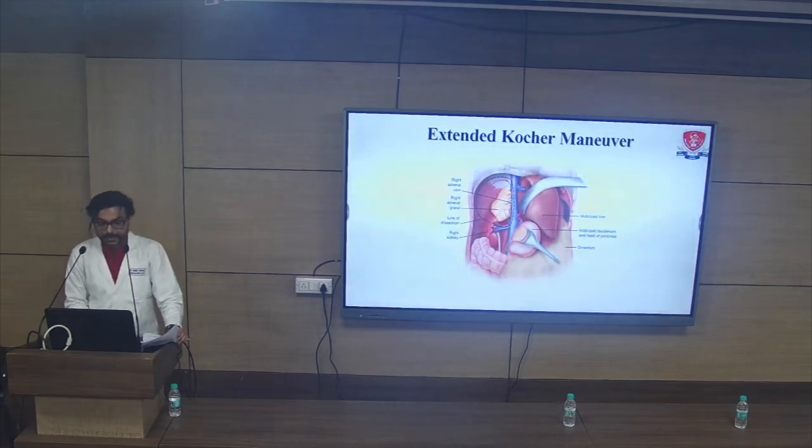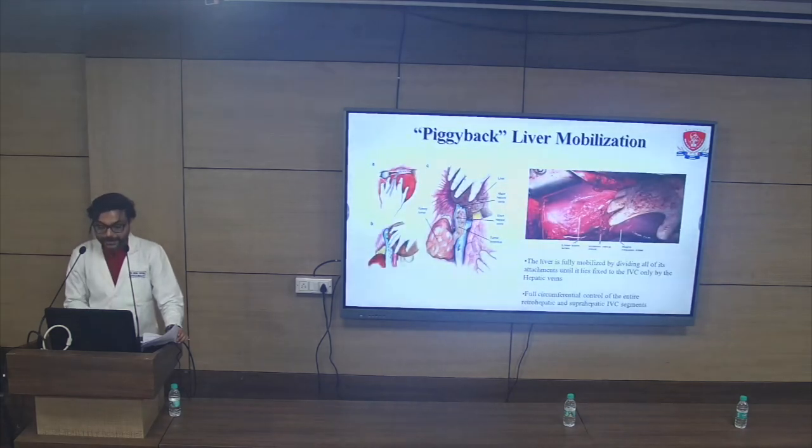Followed by, we did an extended Kocher's maneuver, due to which we are able to expose the whole right kidney along with the suprarenal mass and the full length of the IVC. Along with that, we did a piggyback liver mobilization, in which the liver was fully mobilized by dividing all of its attachments until it's fixed to the IVC only by the hepatic veins. So here we are able to get full circumferential control of the entire retrohepatic and suprahepatic IVC segment.